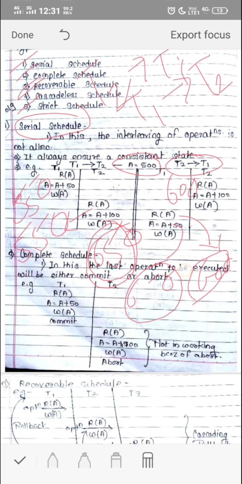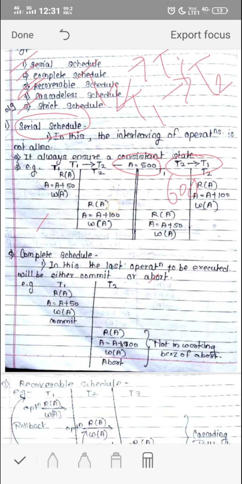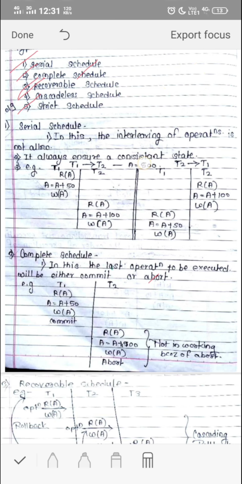Okay, now the second category. That second category we will talk about, that is nothing but the complete schedule. What do you mean by complete schedule? Let me tell you with the help of an example.